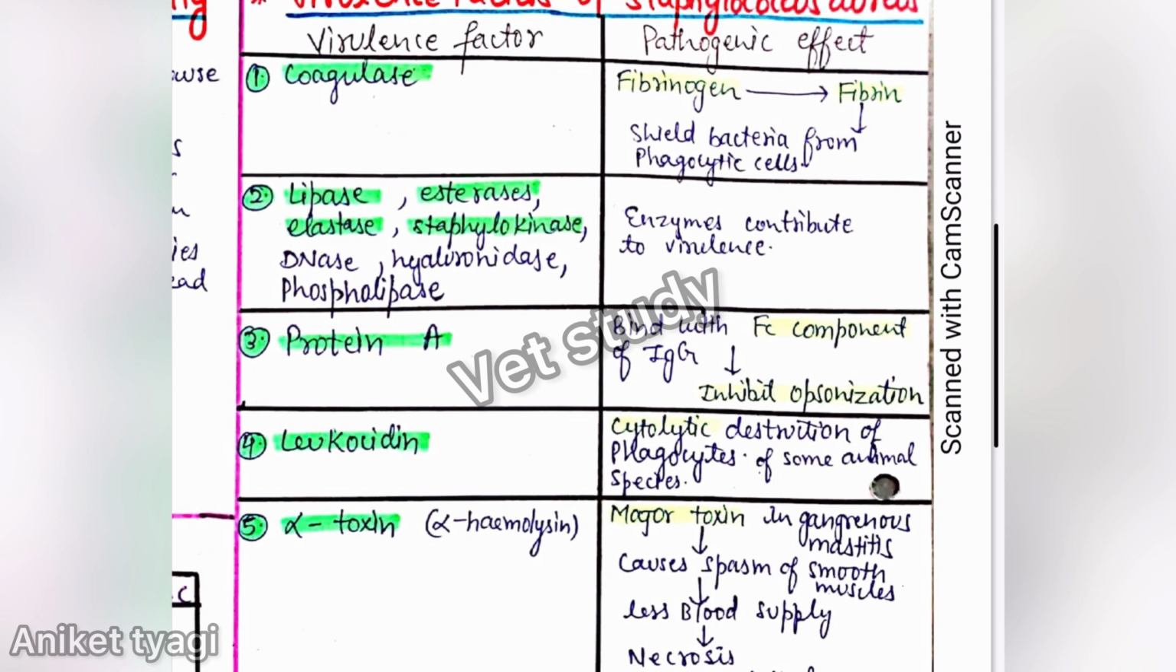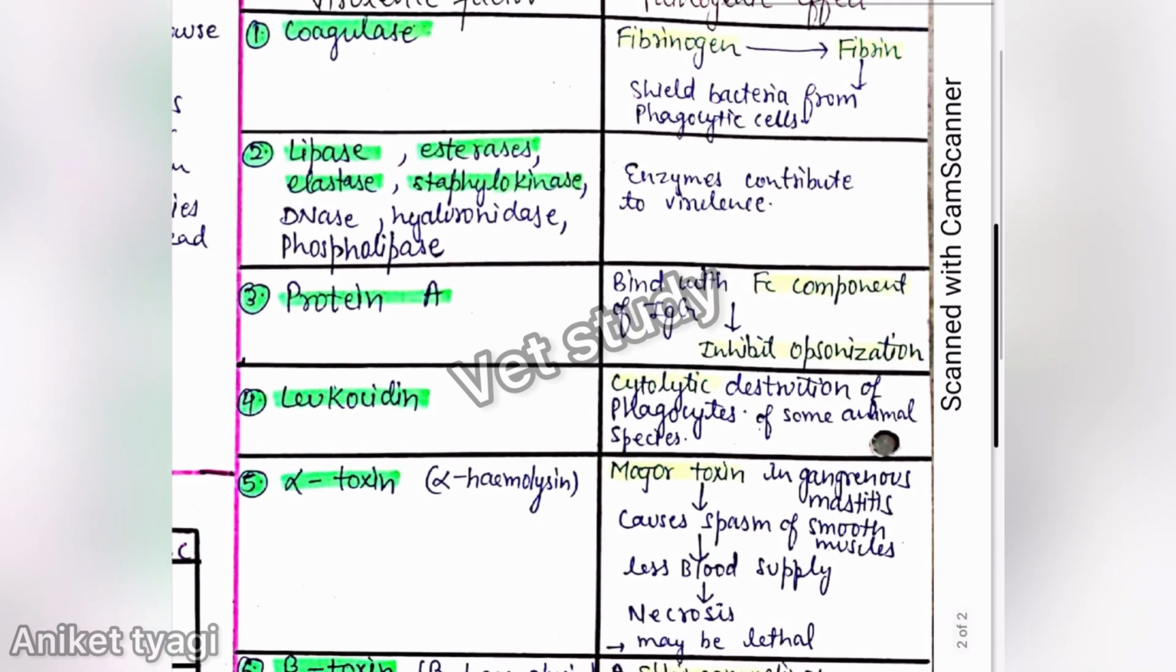The first is coagulase. Coagulase has a pathogenic effect: it converts fibrinogen into fibrin. So what is the harmful effect of fibrin formation here? This fibrin will shield the bacteria from the phagocytic cell, and if the fibrin shields the bacteria, these bacteria will not be phagocytized by the phagocytic cell. And if they are not phagocytized, they will remain in the body for a longer period of time, produce toxins and harm our body. So this is the function of coagulase.